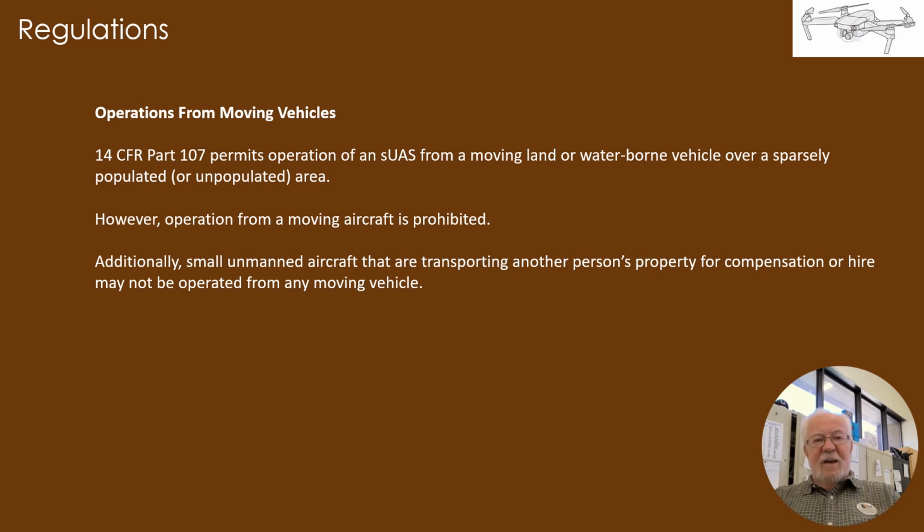Operation from inside a moving vehicle. You may operate a drone from inside a vehicle if it's a land vehicle or a waterborne vehicle, a boat basically, and if you're over a sparsely populated area. You can't fly a drone from inside another aircraft. Also, if you're in a vehicle, boat, car, truck, whatever, you can't transport another person's property for compensation or hire.